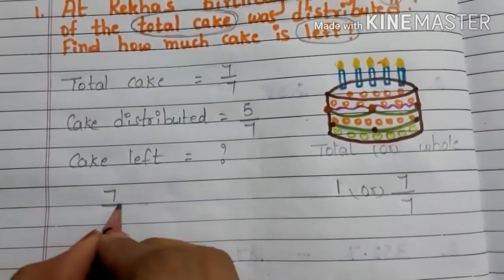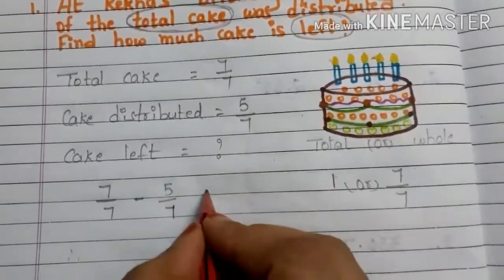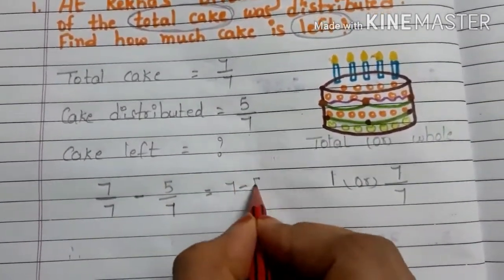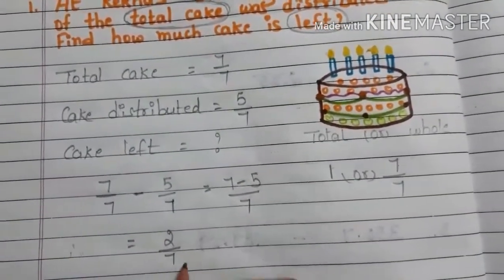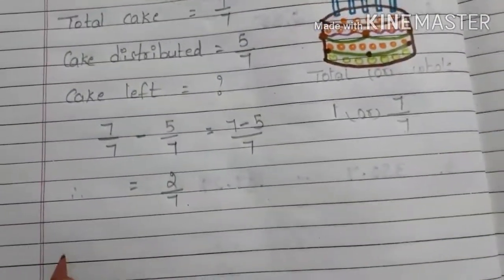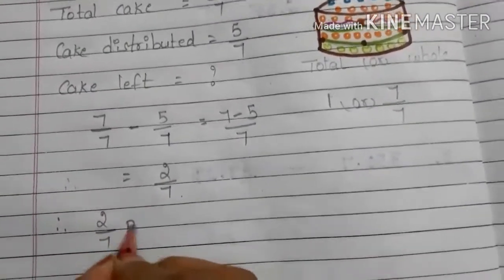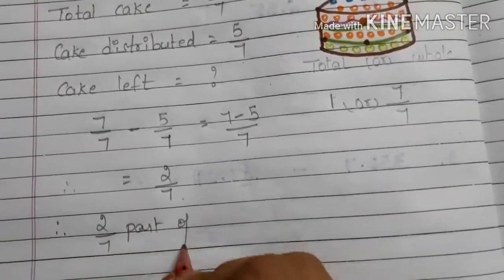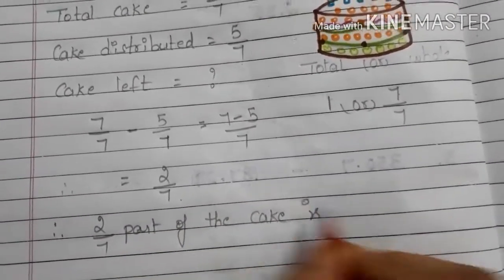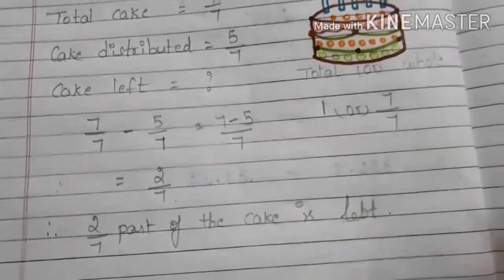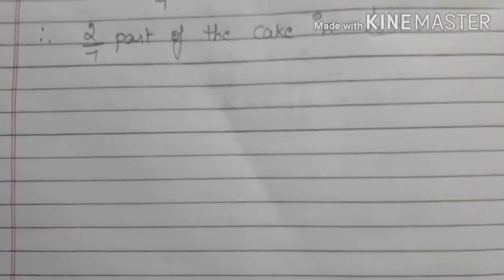Let us do here 7/7 minus 5/7. That is nothing but 7 minus 5 by 7. That is equal to 2/7. Okay, right here. Therefore, 2/7 part of the cake is left. Okay, or else we can do like this also.